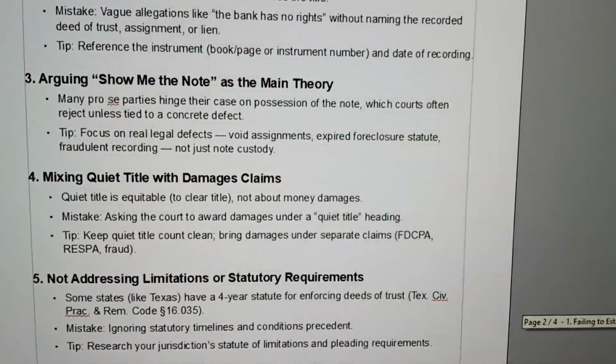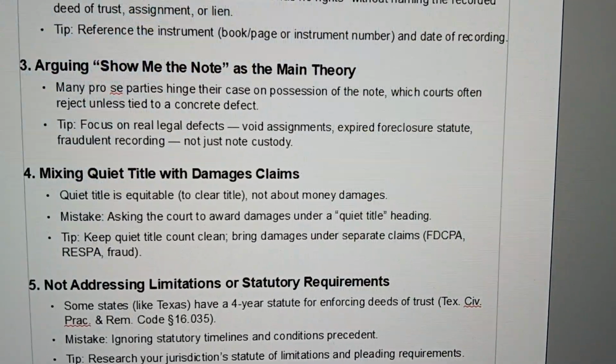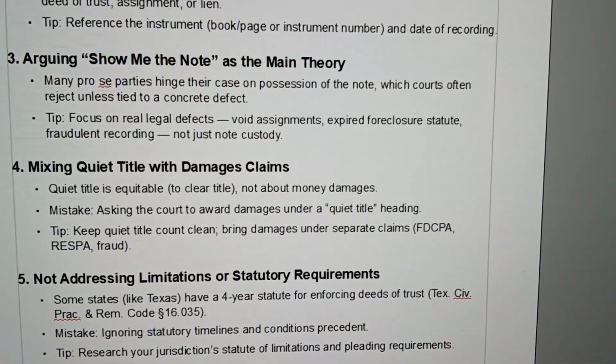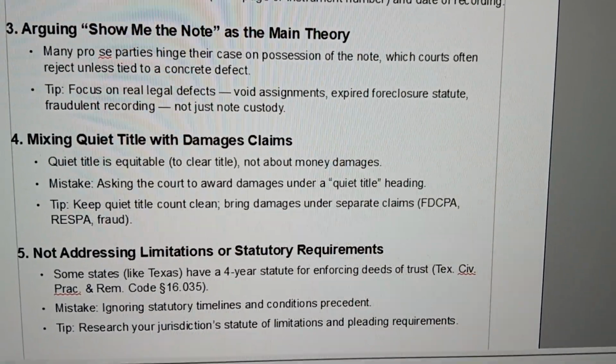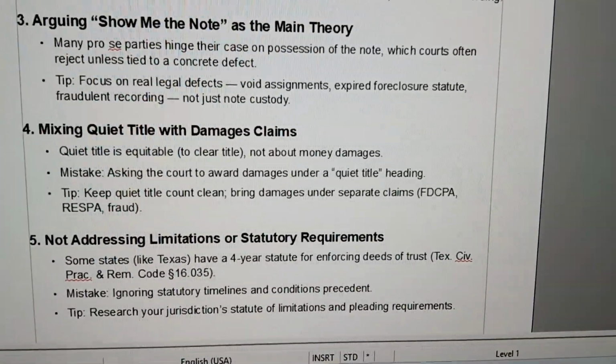Mixing quiet title with damages claims. Quiet title is equitable to clear title, not about money damages. Mistake: asking the court to award damages under a quiet title heading. Tip: to keep the quiet title count clean, bring damages under separate claims like FDCPA, RESPA, or fraud. That's when you bring your money into it, but not on quiet title.